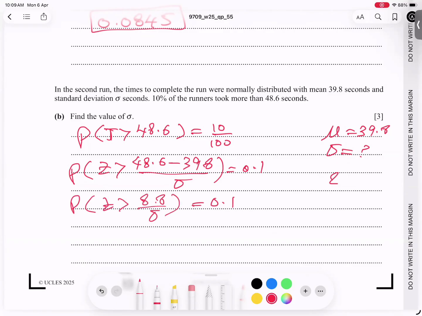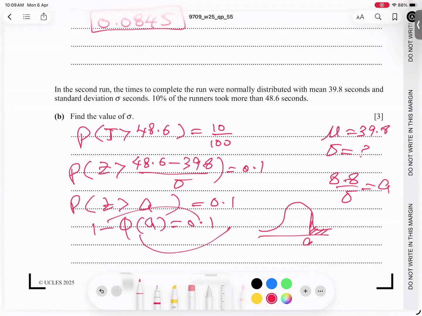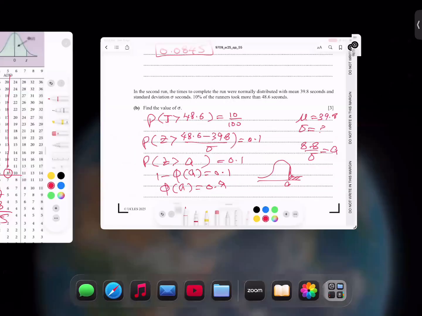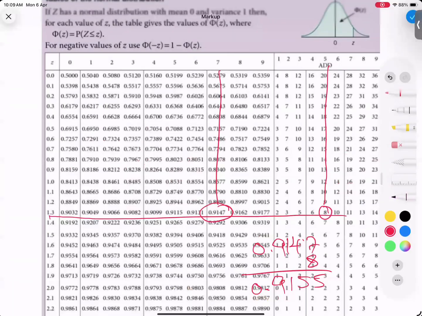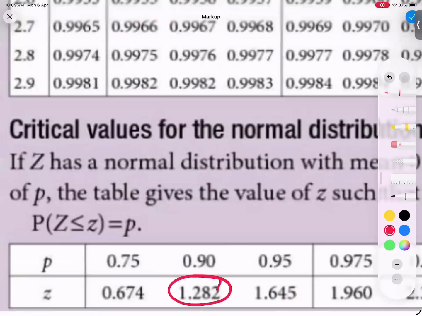So this I can take as alpha, or A, no problem. More than A is this portion. So if you talk about this, it means 1 minus phi of A is equal to 0.1. It goes there, it comes back, so phi of A is equal to 0.9. And 0.9 is a special number in the table, and we have it. You can see down 0.9 has a special value 1.282.